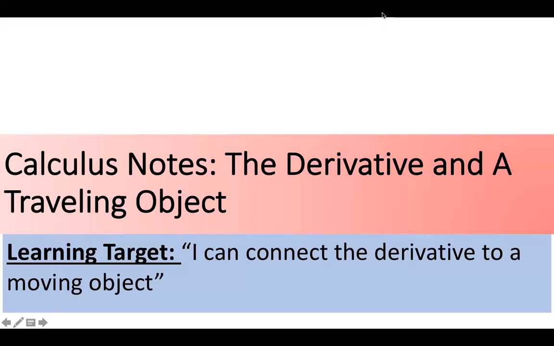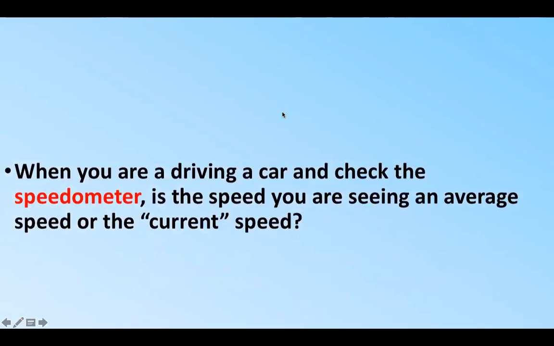But here we go. We're going to be talking about the derivative and the traveling object. So basically, the learning target is I can connect the derivative to a moving object. And again, let me know if you want me to slow down, but I will be uploading the recording by 5 p.m. or sooner, by like 3 p.m. But here we go, everybody.